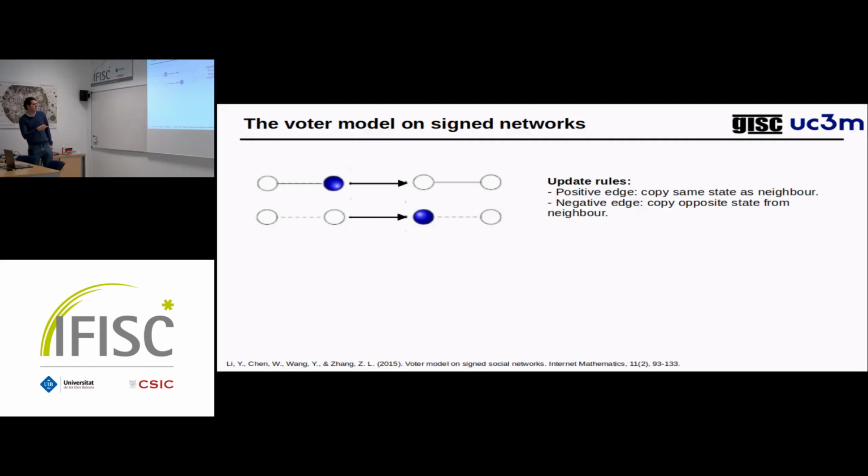Okay, so in this voter model, basically, for a positive edge, nodes copy the state of their neighbors. In the typical voter model, this blue guy copies the state of his friend and therefore becomes white. But in the negative edges, nodes copy the state of the neighbors, but swap it. So this one is white, but its neighbor is blue, and therefore it becomes the opposite, just to be antagonistic to the neighbor.